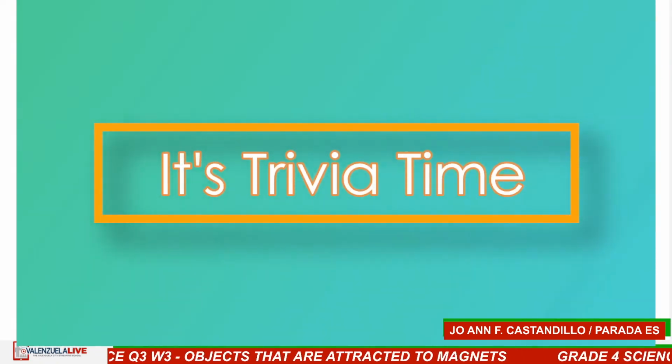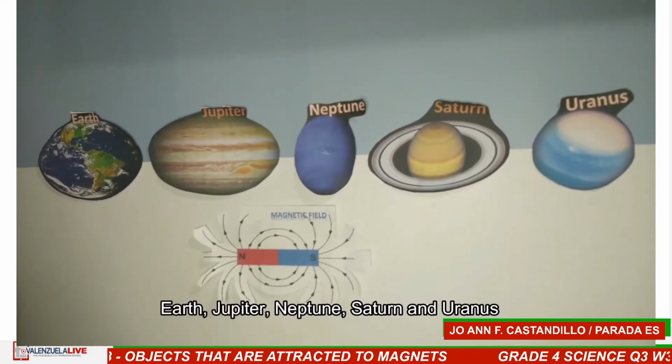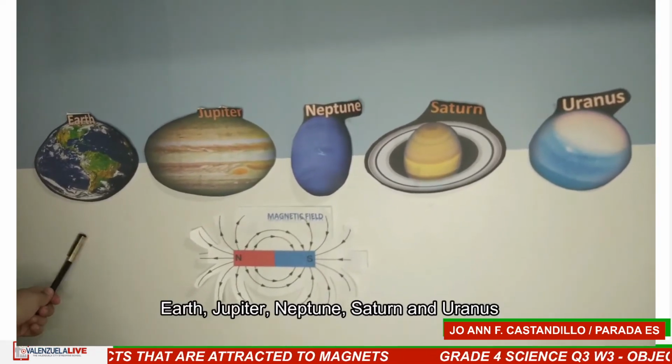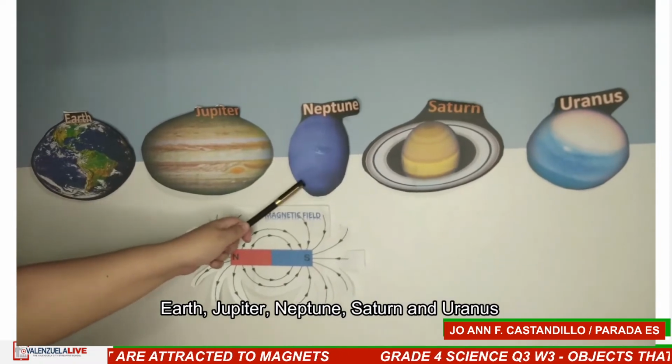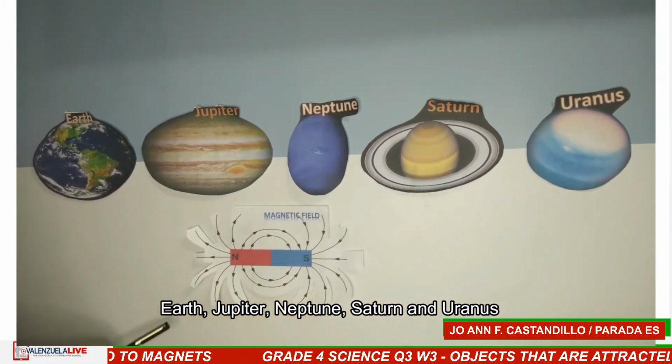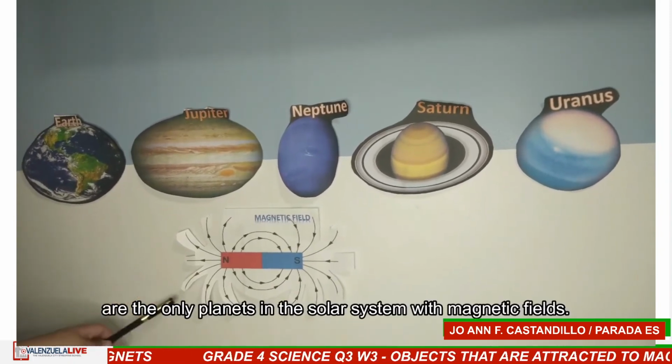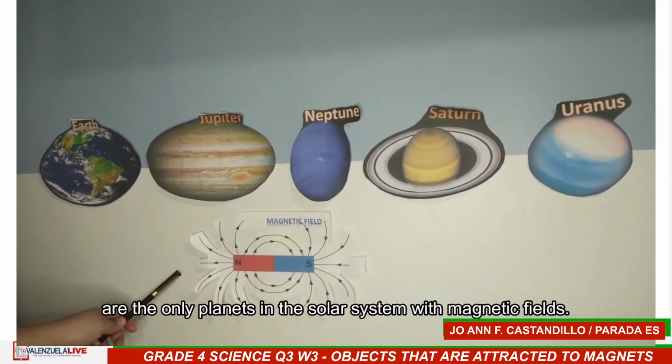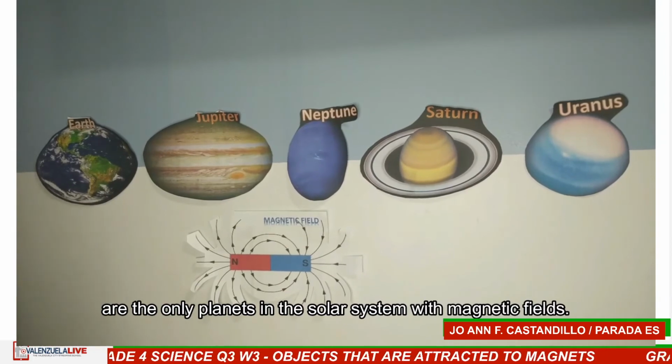It's trivia time! Earth, Jupiter, Neptune, Saturn, and Uranus are the only planets in our solar system with magnetic fields.